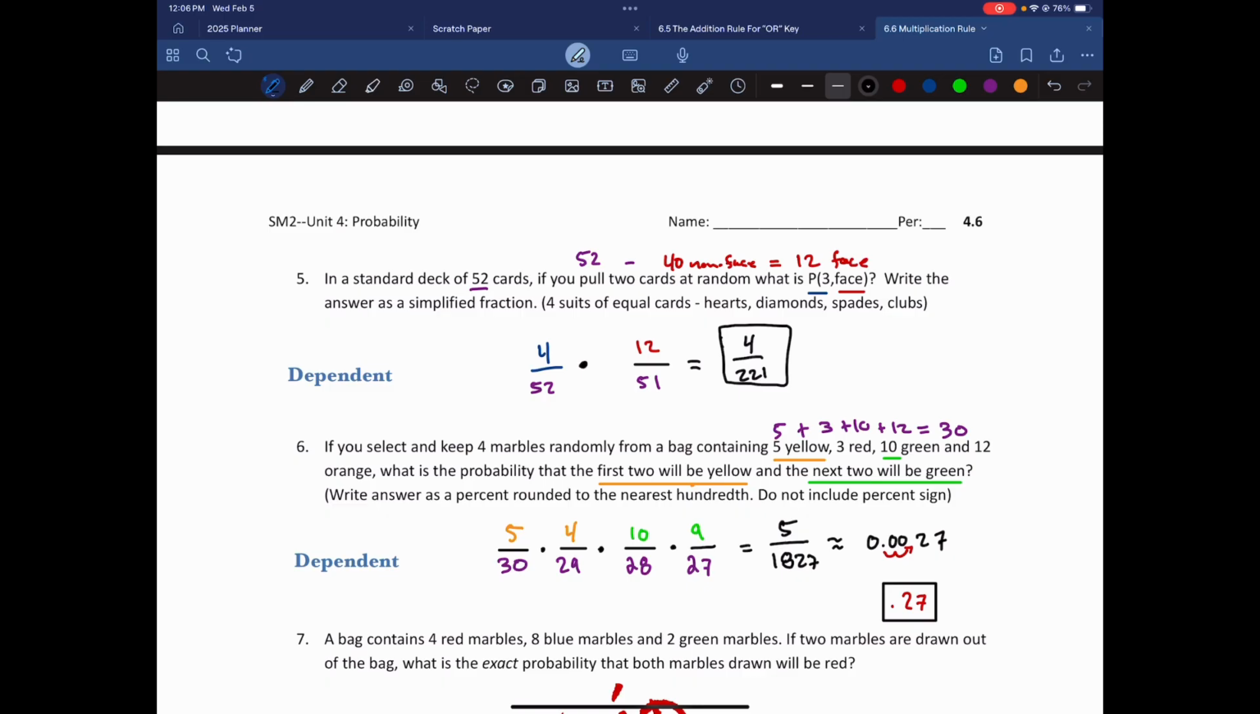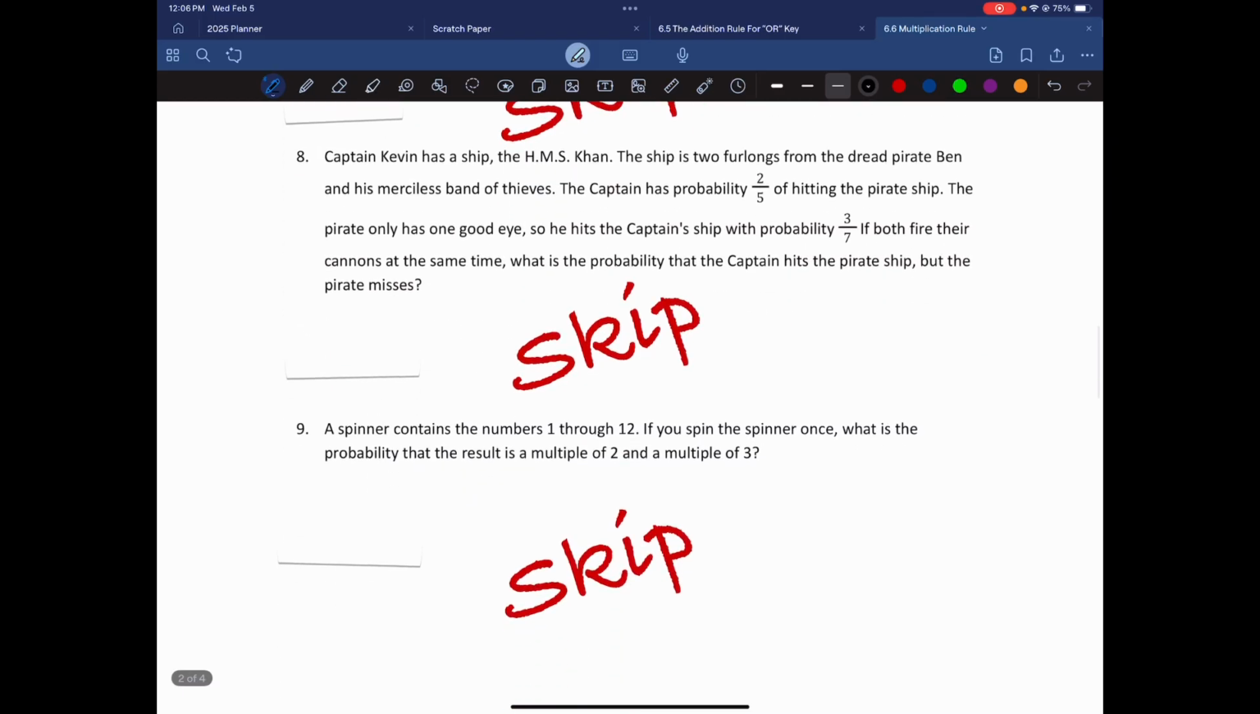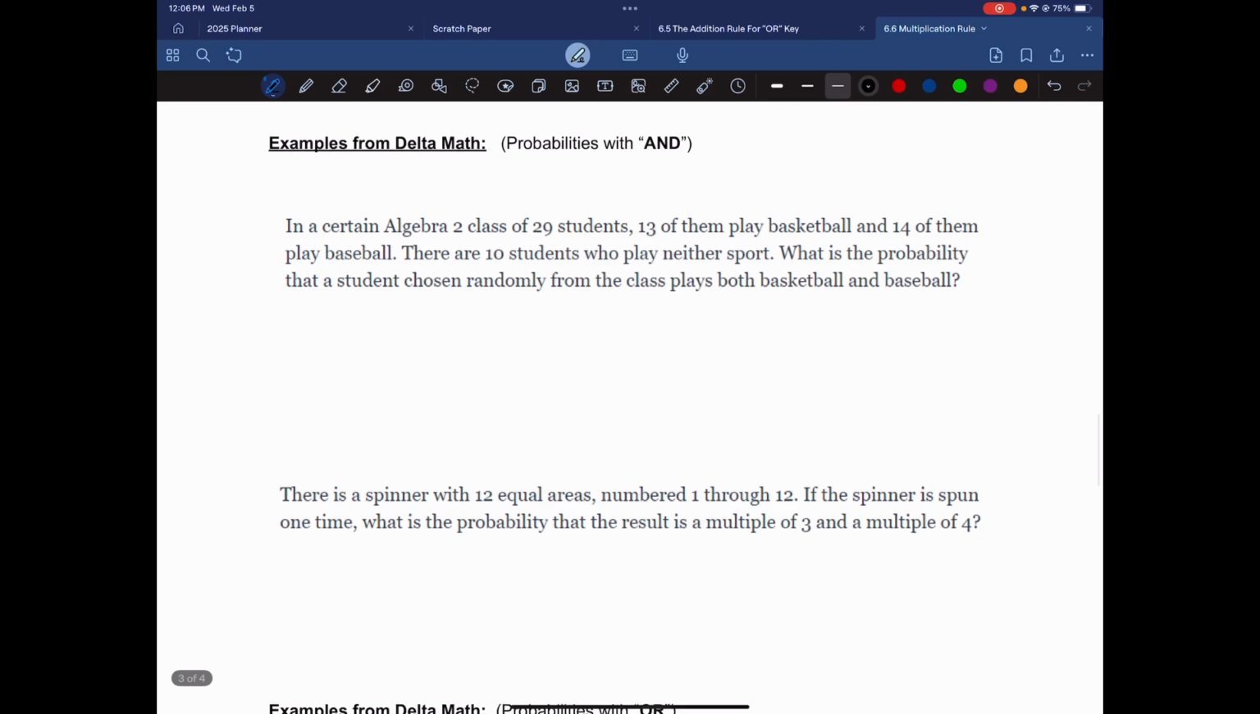Okay, so we are going to skip number 7, skip number 8, and skip number 9. We're going to jump to the next page here. All of these are going to be examples pulled straight from Delta Math, so this should help with your homework. And this is also exactly what your quiz is going to look like next class.